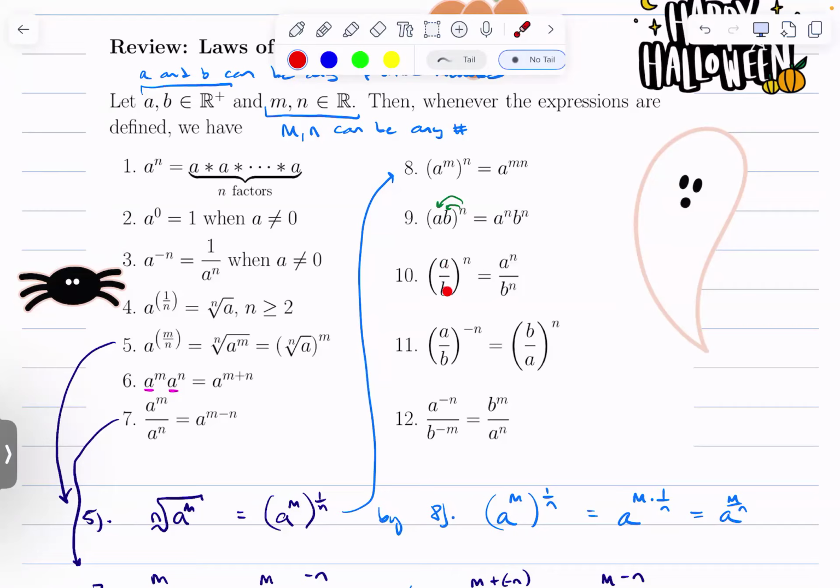Similarly, if you have a over b to the power of n, we could work this out and we could say, okay, well, I could rewrite this as a times b to the negative 1, and then I could distribute this n inside. But really where we end up is just a to the n over b to the n. And so how I think about it, even though there's a longer way to derive it, is it just distributes onto each of the terms again. Okay.